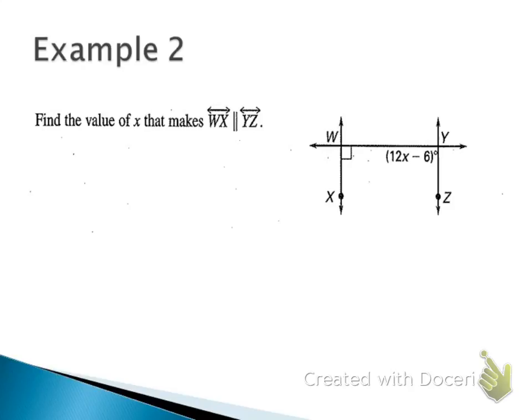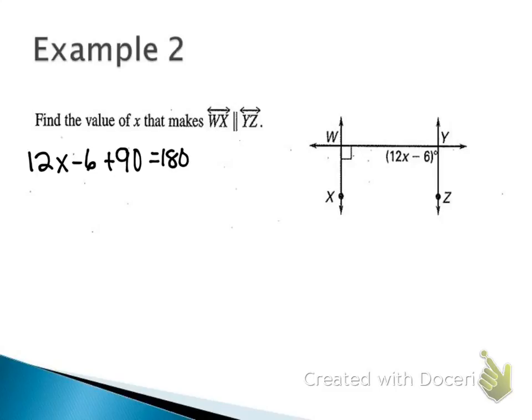Alright, here's the next example. This says find the value of x that makes those two lines, WX and YZ, parallel. So these are same side interior angles. Same side interior angles have to add to what if we want the lines to be parallel? 180. And I know one of them is 90, so I can do 12x minus 6 plus 90 equals 180. I need that to be true in order for these to be parallel.